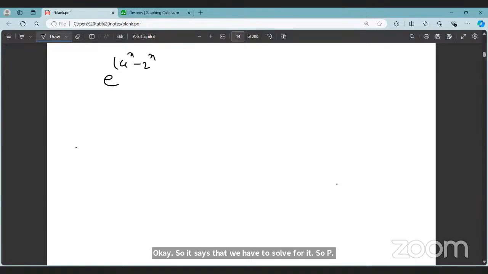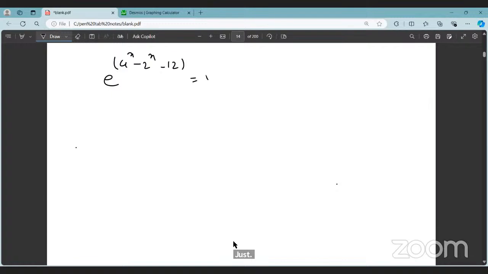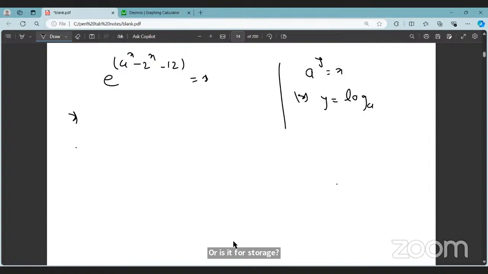Okay, so it says that we have to solve for x: e to the power 4 to the power x minus 2 to the power x minus 12 equals 1. So what will we do? We'll again use our identity. What does the identity say? You can either apply ln on both sides, or you can just use this thing: y equals e to the x, you can move left, y equals log base e of x, right?